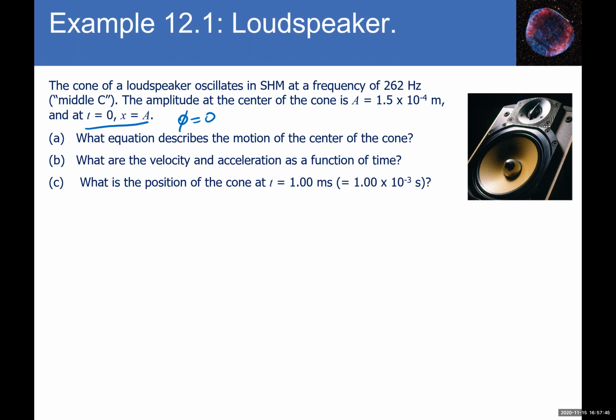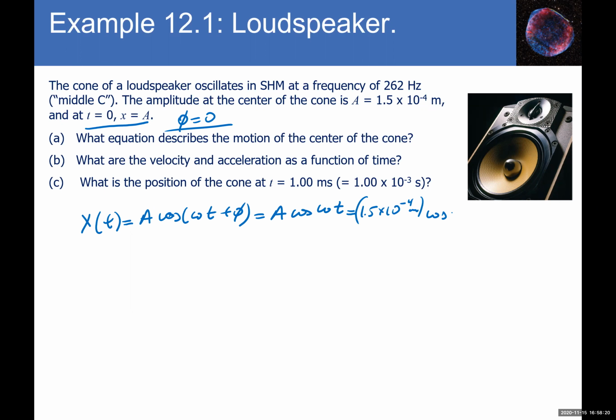That means what we need to do here is find an equation to represent the motion of the center of the cone, and we can do that by saying x as a function of time is A cosine omega t plus phi, but because of the initial condition we can set phi to 0, so it becomes A cosine omega t. Now I know what A is, which is 1.5 times 10 to the negative 4 meters. Then I have cosine, and now I have omega. Now, how do I find omega?